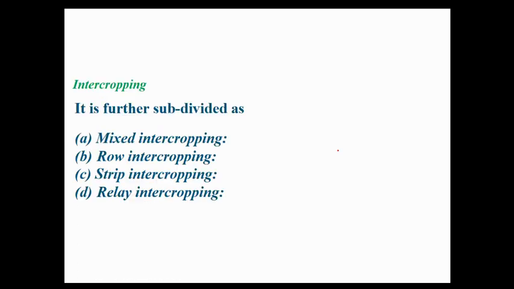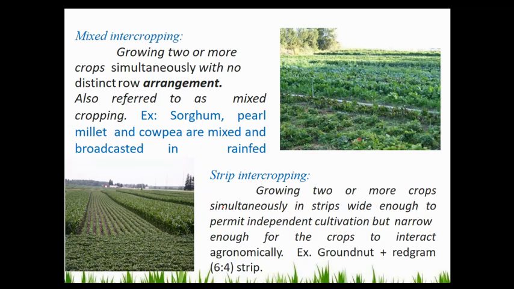Whenever you are talking about intercropping, we majorly subdivide it into four types: mixed intercropping, row intercropping, strip intercropping, and relay intercropping. We'll study them one by one in detail. The term mixed itself is explaining that it is also a type of intercropping only, so the same conditions will apply. Condition number one is that it is on the same piece of land.